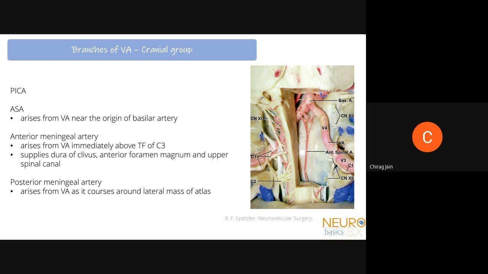The anterior meningeal artery arises from the vertebral artery just above the level of the C3 transverse foramen, after which it supplies the dura of the clivus, the anterior foramen magnum, and the upper cervical spinal canal. It also ends up supplying meningiomas and other dural-based tumors arising in these regions. The posterior meningeal artery, on the other hand, arises from the vertebral artery at the level of C1, as it is coursing around the lateral mass of the atlas.